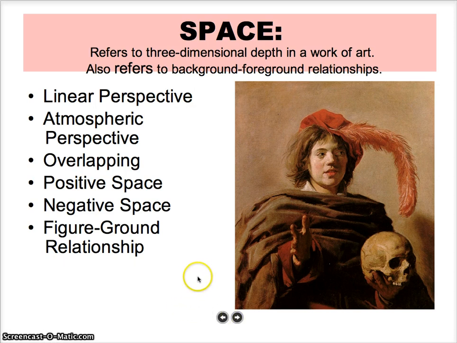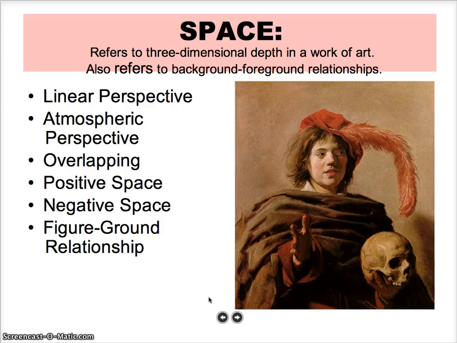Space. Okay, this is the last element of art that we perceive in works of art, the last component of the visual language that we will discuss. Like color, it's very complicated. There are many aspects to it. We'll just touch on a few of them.